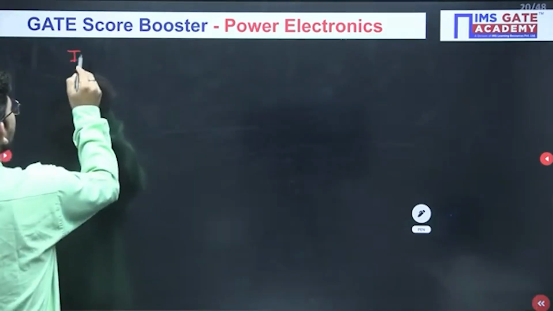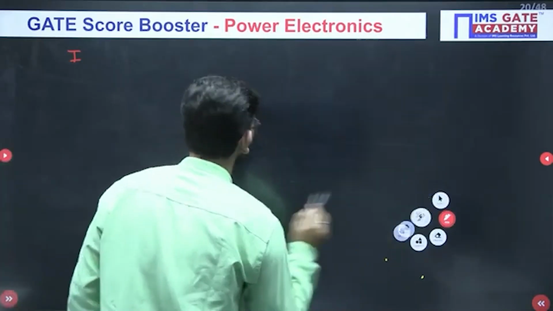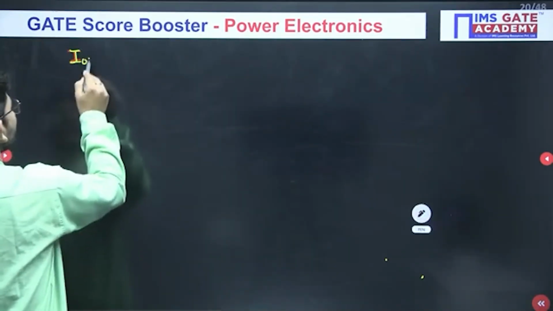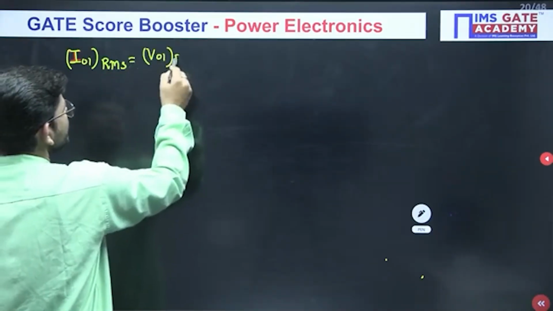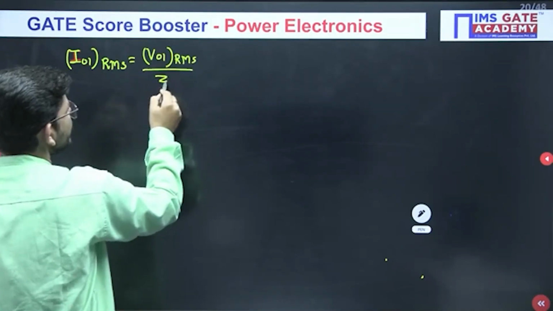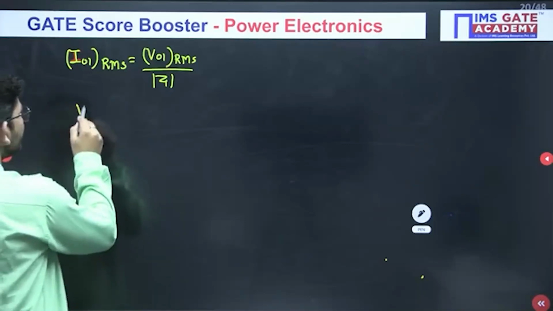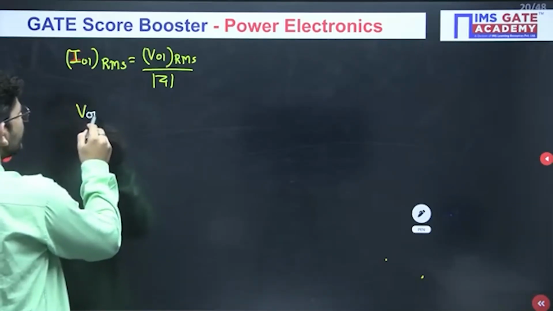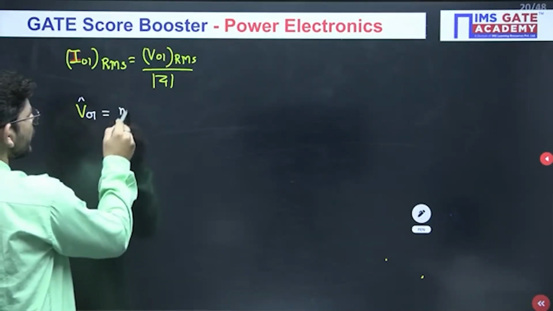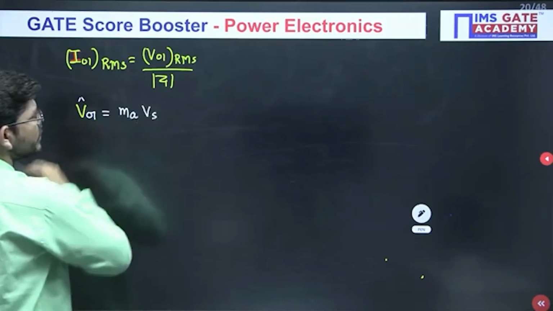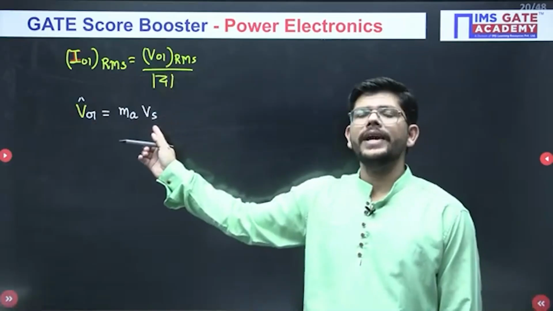So, if we have to find fundamental RMS current, this will be fundamental RMS voltage divided by the fundamental impedance, isn't it? So we need these two quantities. Now, how to find this fundamental output voltage? Okay, so just see this fundamental output voltage. This will be equal to MA into Vs, modulation index times Vs. Okay, for single phase full bridge inverter.